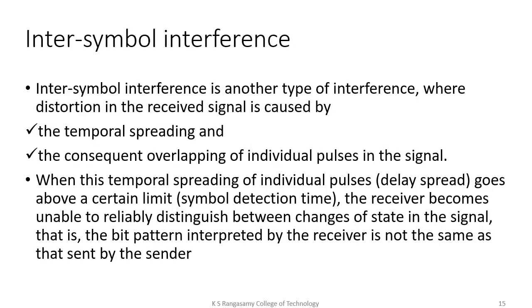So next, intersymbol interference. Intersymbol interference is another type of interference, where there is distortion in the received signal. The distortion is caused by the temporal spreading and consequent overlapping of individual pulses in the signal. When there is temporal spreading of individual pulses, maybe due to delay spread, the receiver becomes unable to reliably distinguish between changes of state in the signal. That is, the bit pattern interpreted by the receiver is not the same as the sender's. So this is intersymbol interference.